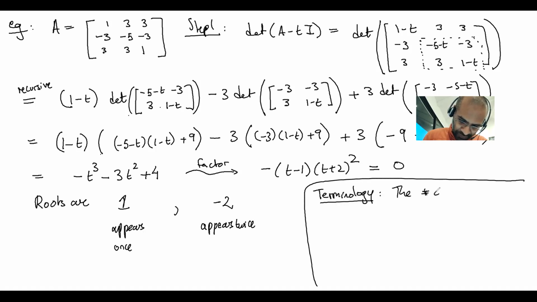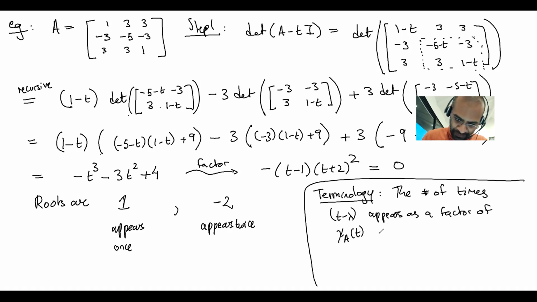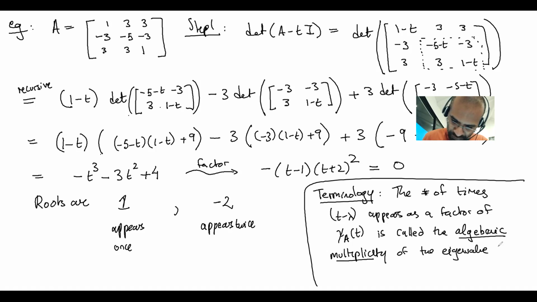The number of times T minus lambda appears as a factor of the characteristic polynomial chi A of T is called the algebraic multiplicity of the eigenvalue lambda. So this has algebraic multiplicity 1. This has algebraic multiplicity 2.